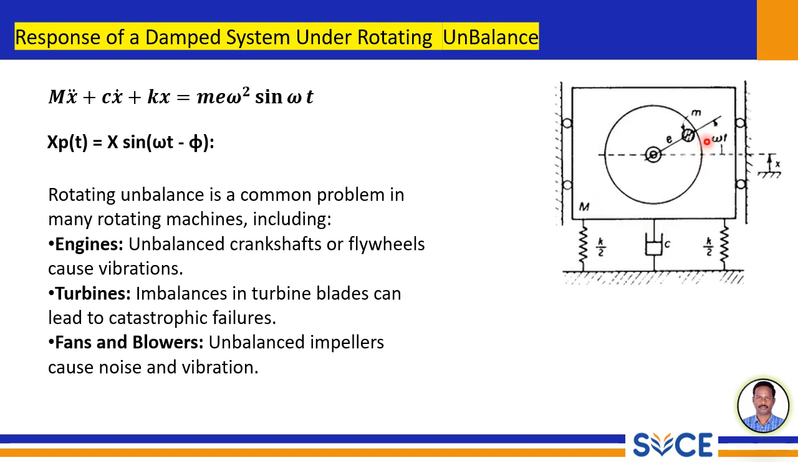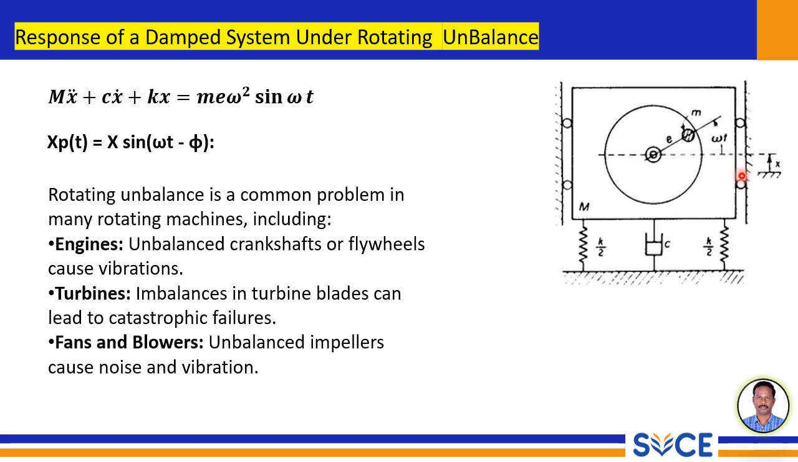The wet laundry isn't perfectly distributed. There is a heavier clump on one side. This is the unbalanced mass. Think of it as a tiny weight offset from the center of rotation by a distance e. The drum spins with an angular velocity omega.